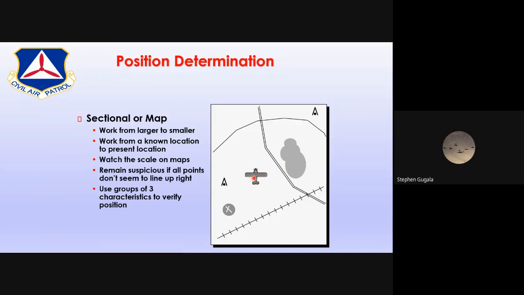But a general rule of thumb is to try and group three objects together to be absolutely certain of your position. And in this case, you can use a nearby airport. You can use reference to position on a road. You can use railroad tracks. But try and piece together multiple features on the ground that are depicted on your sectional to get an accurate confirmation of where your position is.